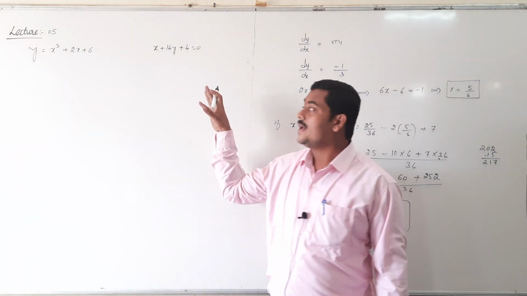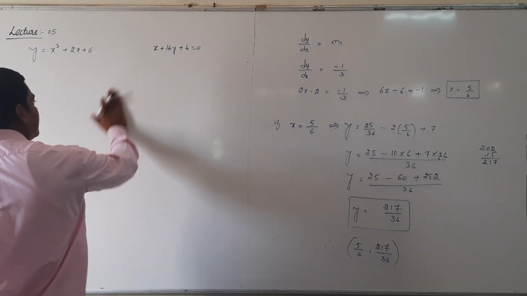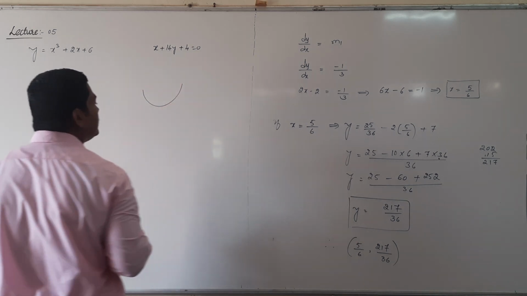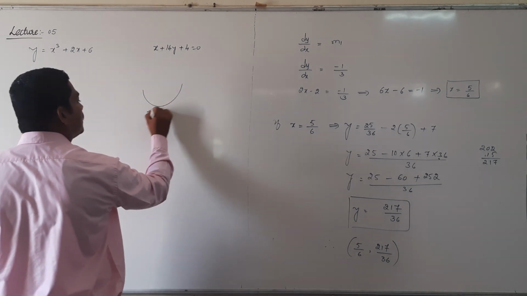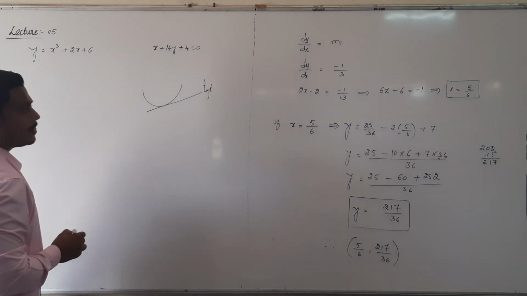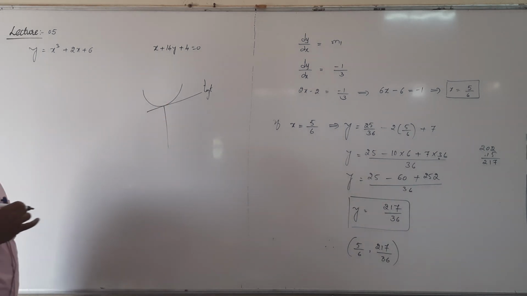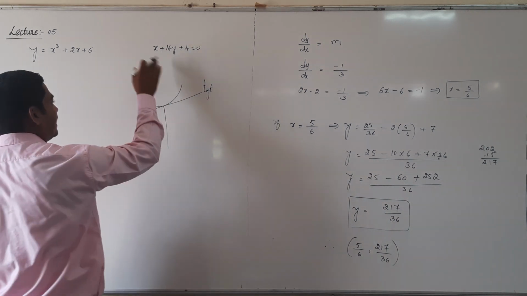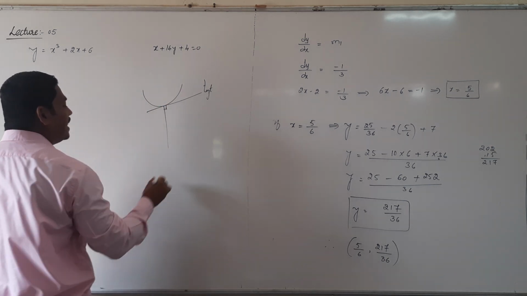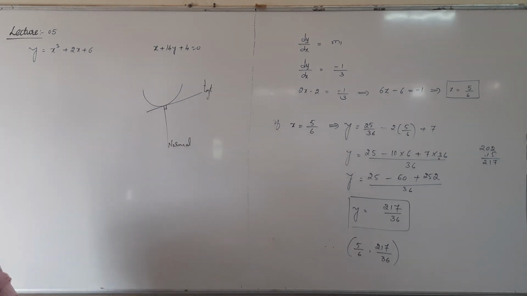Normal lines are parallel to this line, means tangents are perpendicular only. This is the given curve, this is the tangent line here, right? Then this is the normal, otherwise you can take it in this direction. Clearly it is perpendicular to the tangent to the curve, then it is the normal only. This is the normal line.